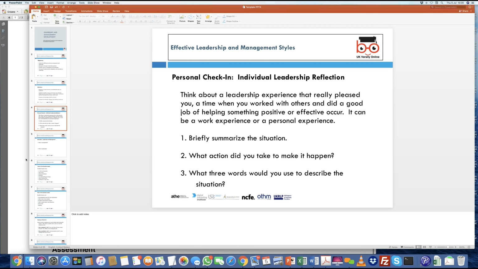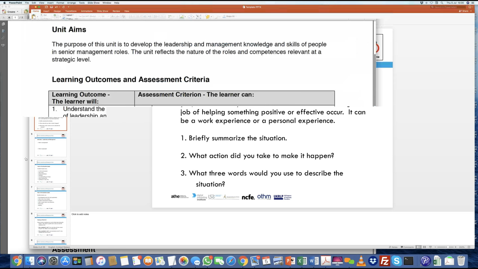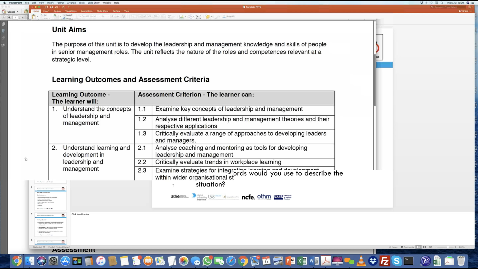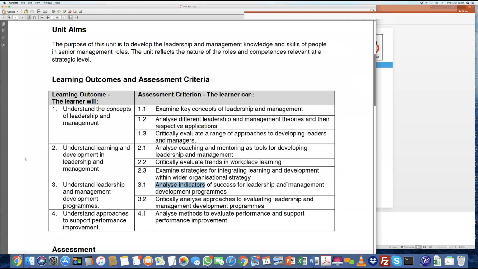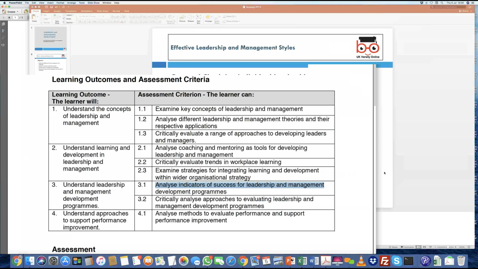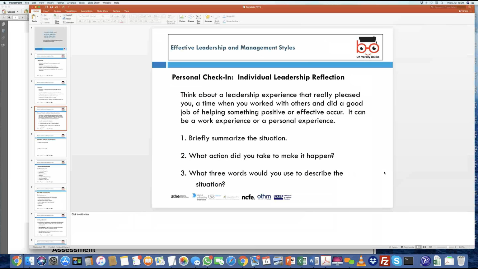So if we look at the learning outcome, it says analyze indicators of success in management that we need to know. Here, what you need to be able to do is understand and reflect on what your leadership style is first, right? And for that, you need to be able to identify what your skills are and what your traits are. So skills will be related to commitment or competence.